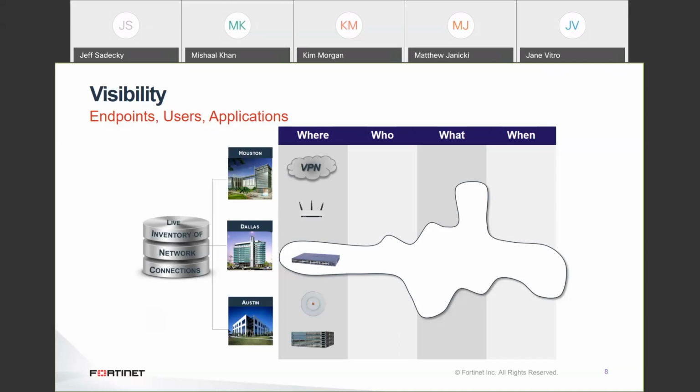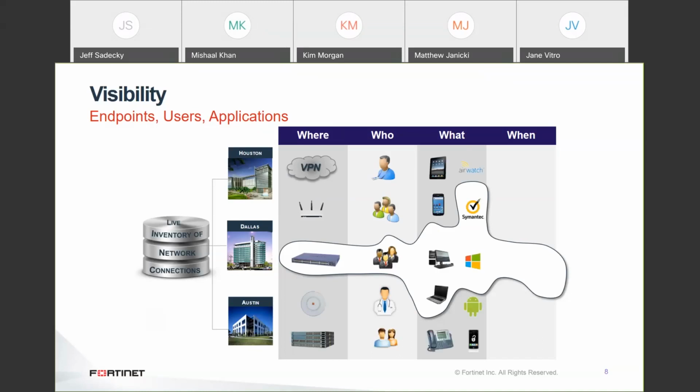Is it a VPN connectivity? Is it wireless? Is it switched? How do I connect up in that? Who are the users? Most importantly, it may not be just an individual discrete person, but it could be machine authentication. How do I identify who the user is coming onto the network? And then what is the device?